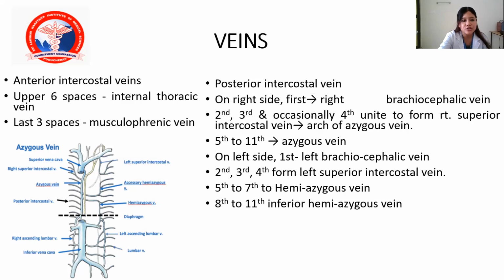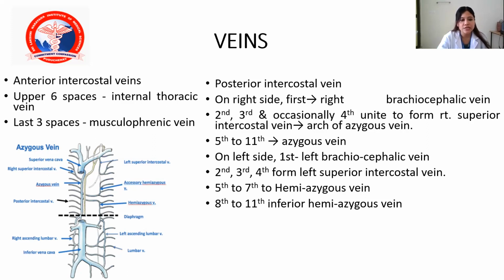Ultimately, it drains into the arch of the azygos vein. You can see the azygos venous system here. The 5th to 11th posterior intercostal veins drain into the azygos vein.